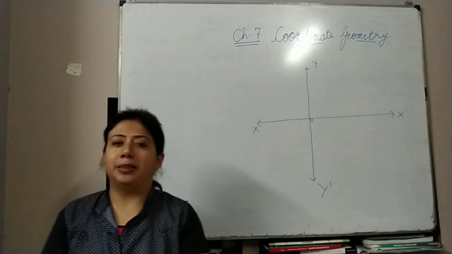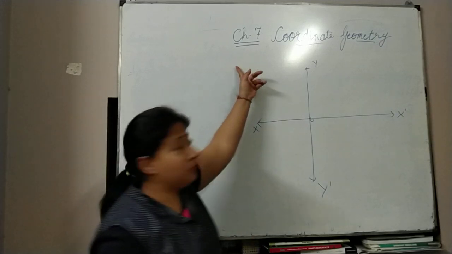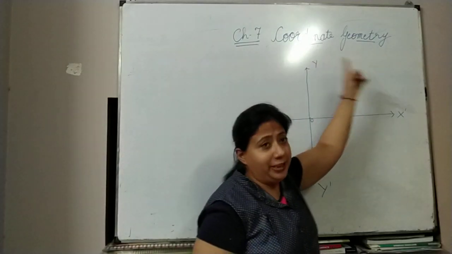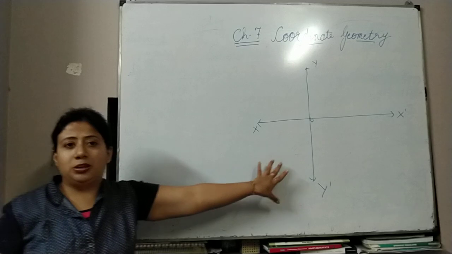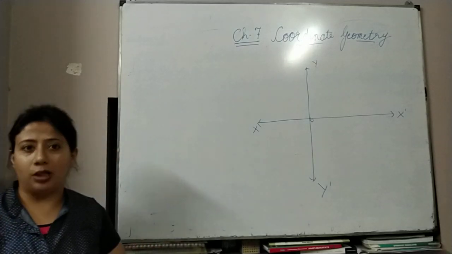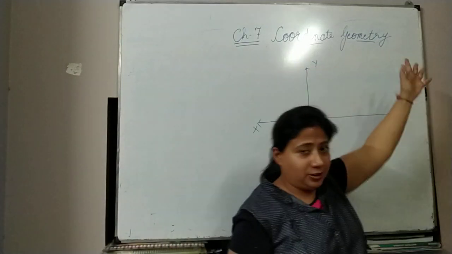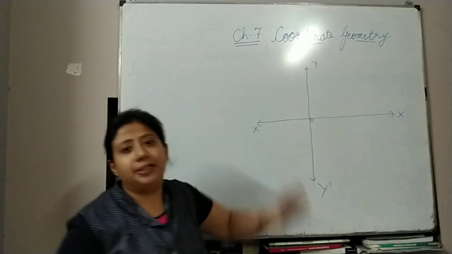As we have completed chapter number 4, quadratic equations, now we are going to start chapter number 7, coordinate geometry. Why am I choosing this chapter? Because this chapter is easy to understand online. Now, coordinate geometry. You have already done this chapter in 9th standard.